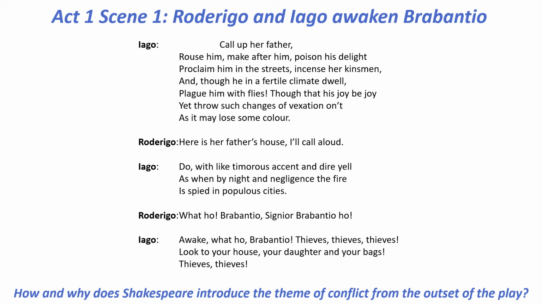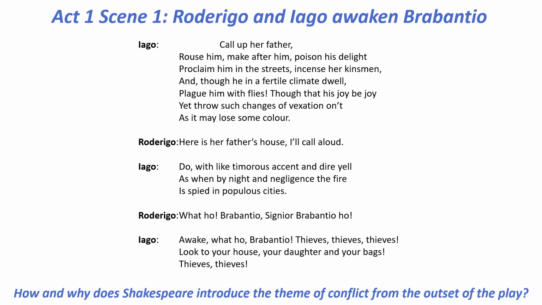So he's trying to rile Roderigo up. He's saying, come on, let's wake up Brabantio, let's ruin his life. Basically, let's destroy all of his happiness by telling them that his daughter has eloped with Othello. Roderigo's much more calm and much more practical. He says, "Here is her father's house, I'll call aloud." And there's quite a contrast there between what Iago says, the emotion behind it, and Roderigo's quite factual statement.